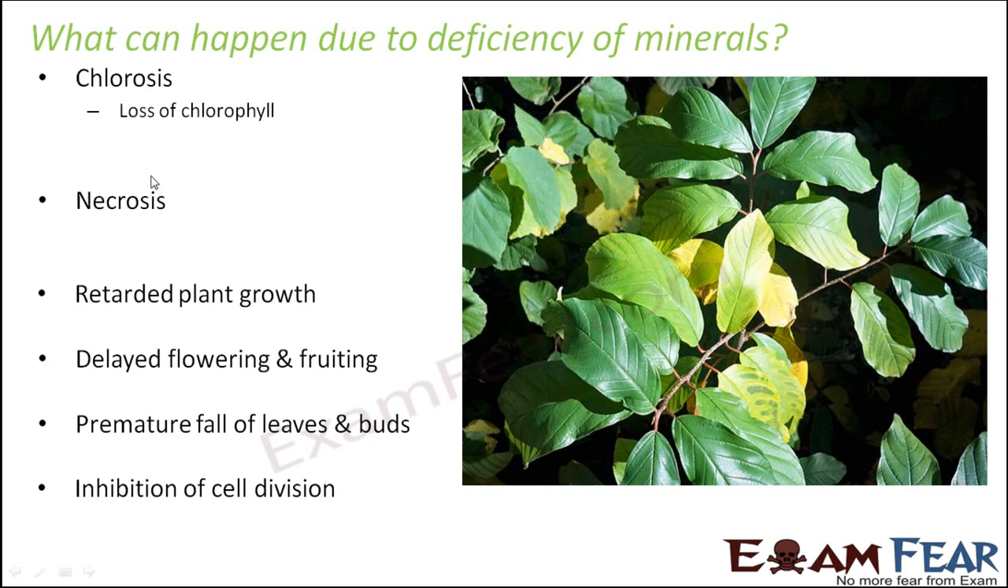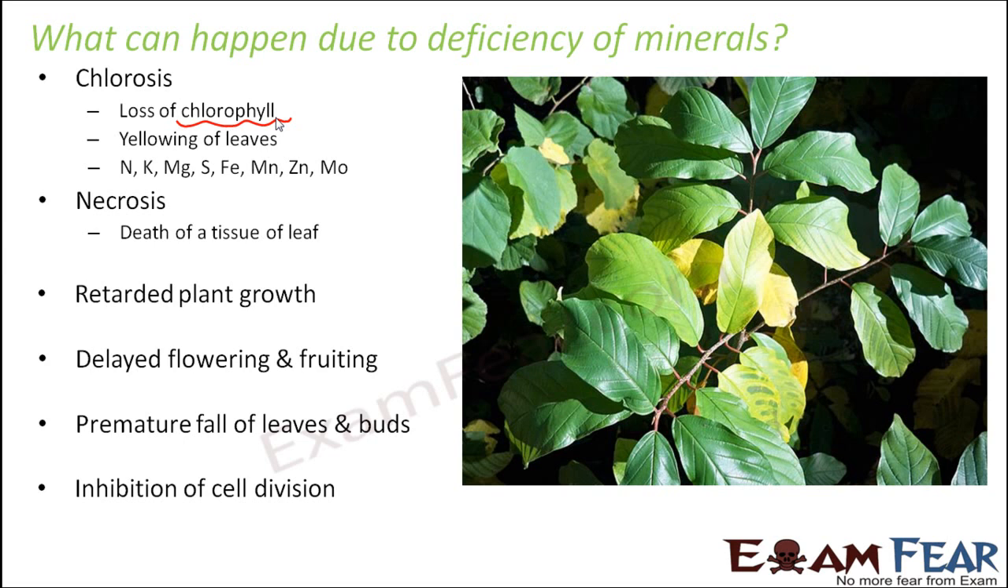What is chlorosis? That is nothing but loss of chlorophyll. So if a plant loses chlorophyll, what will happen? The green color of the leaf will go off, because leaves are green in color due to the presence of the pigment chlorophyll. So if chlorophyll is lost, green color is also lost. That is why you have seen in so many places I told that the color of the leaves will become more pale. That's because it will become less green, it will fade away. This will result in yellowing of leaves. Examples of minerals which causes chlorosis are sodium, potassium, magnesium, sulfur, iron, manganese, zinc, molybdenum. They all cause chlorosis.